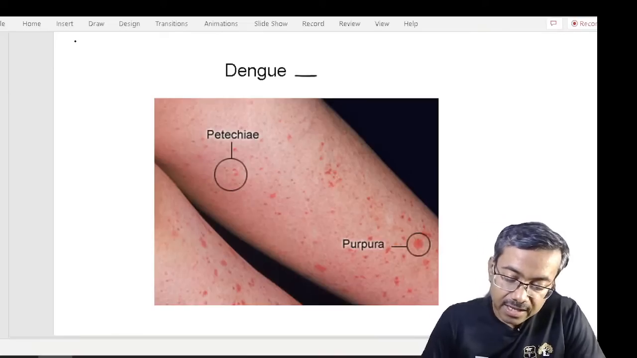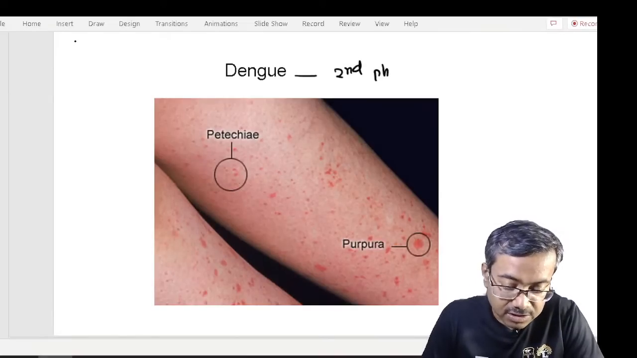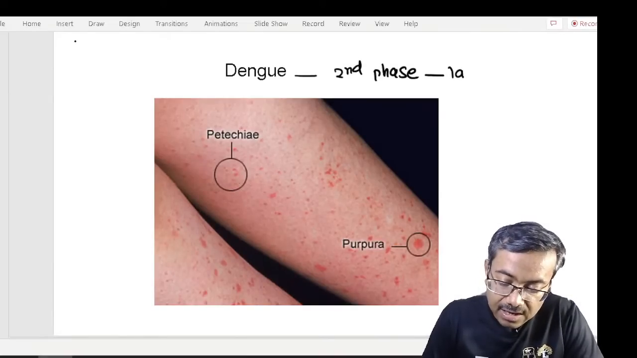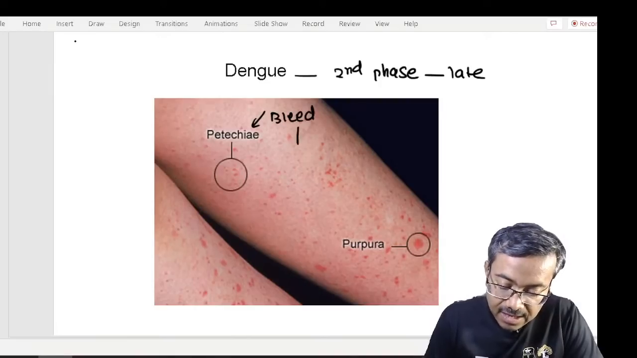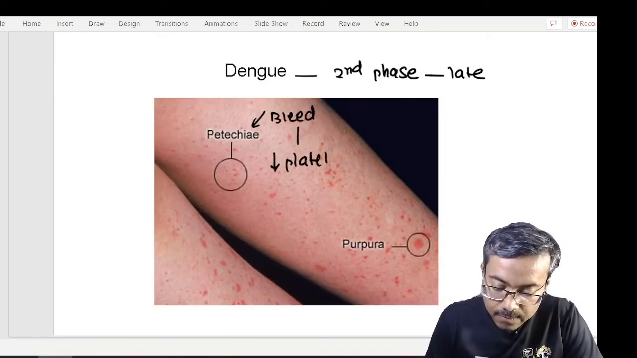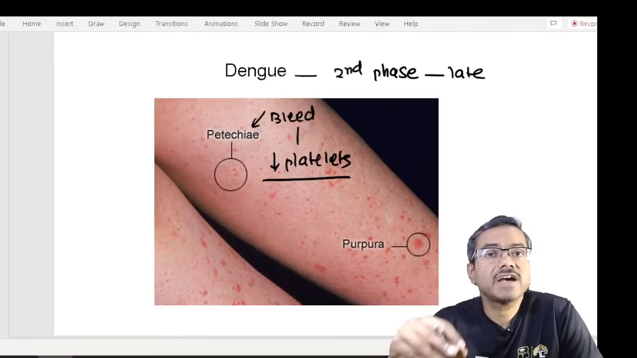So this is the white islands in a sea of red, and that's the rash description of dengue. Now, dengue has a second phase of rash. The first phase is that macular rash. This is the late phase, which happens as bleeding, and this happens when the platelets go down. So there are two phases of the rash of dengue.